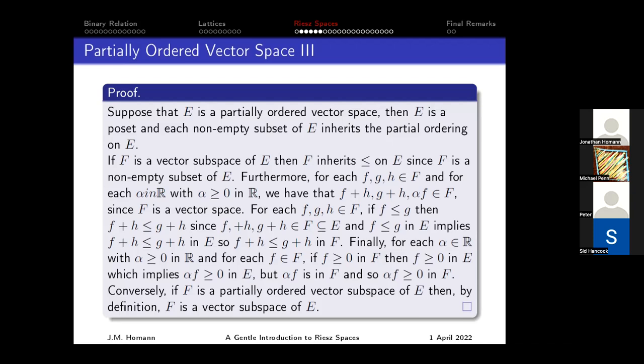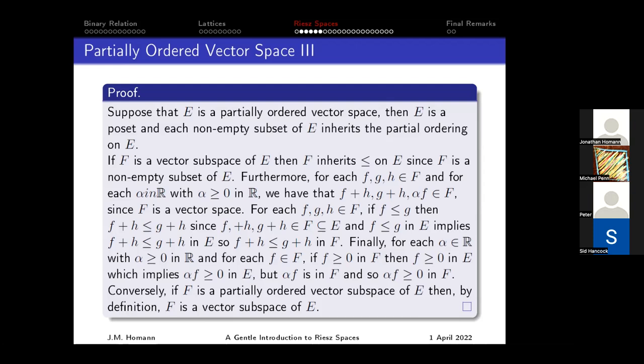And so this then gives us that if f is dominated by g, then f plus h is dominated by g plus h, since f plus h and g plus h live in F, which is a subset of E, and E is itself a partially ordered vector space. And we also have that if f dominates the null element in F, then f dominates the null element in E, because it is the same null element. And so alpha f then dominates the null element in E, but alpha f lives in F, and so we have that alpha f dominates the null element in F.